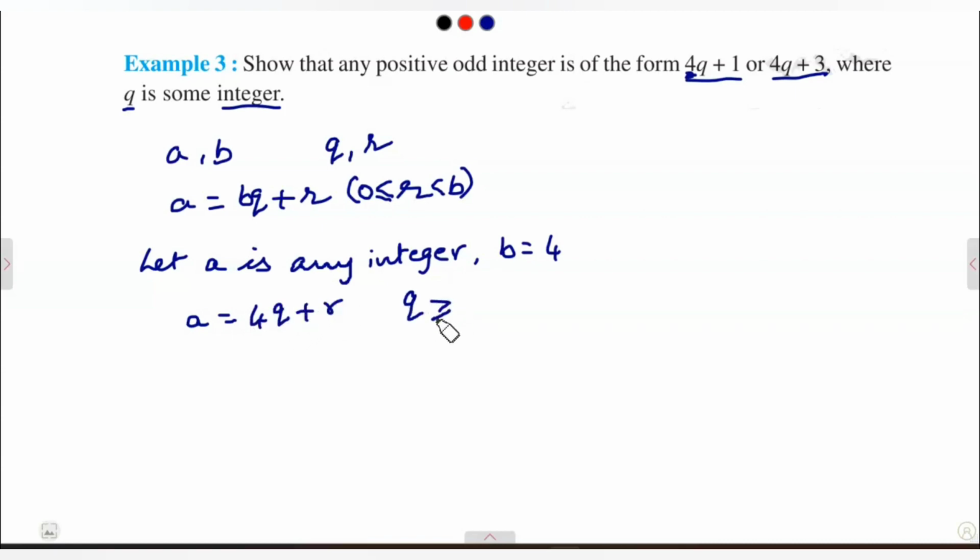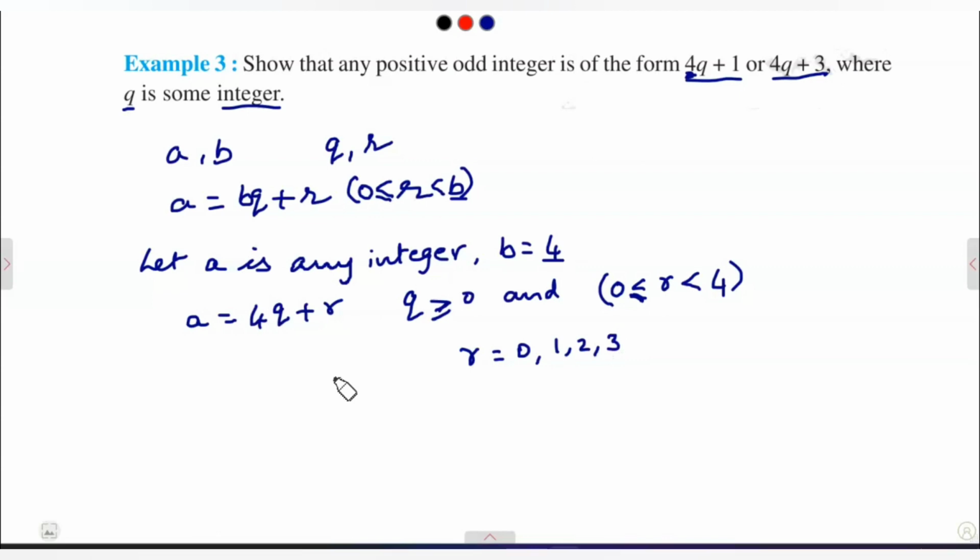As I know, q is greater than or equal to 0 because it should be a positive integer, and r should be careful. r can take the values 0 less than or equal to r less than b, and here b is 4. So r can take the values starting from 0 to less than 4, not 4, below 4. It can take 0 also because the equal to sign is there. r is greater than or equal to 0 and less than 4. So that means r can take the values 0, 1, 2 and only up to 3, not 4.